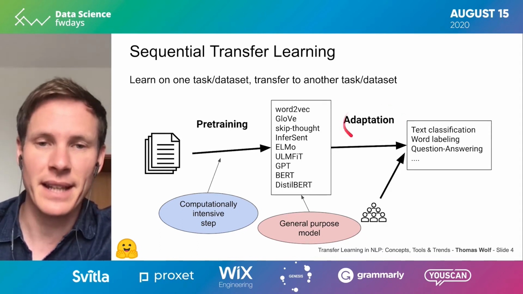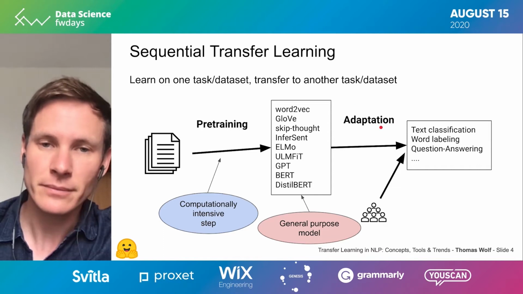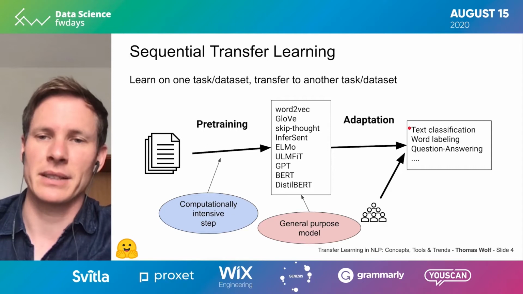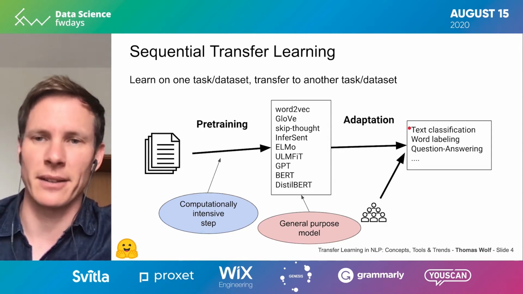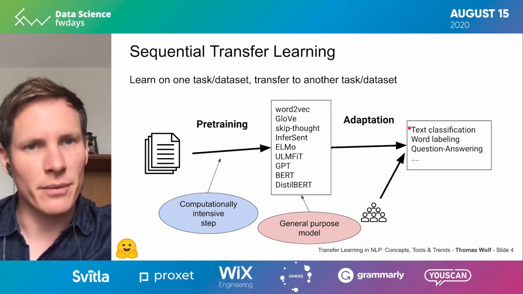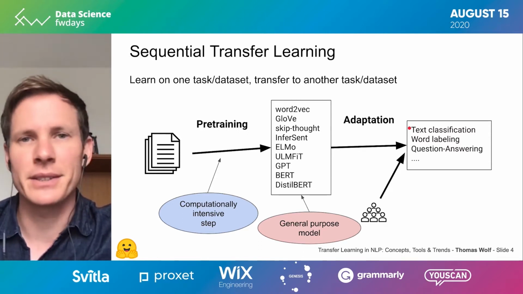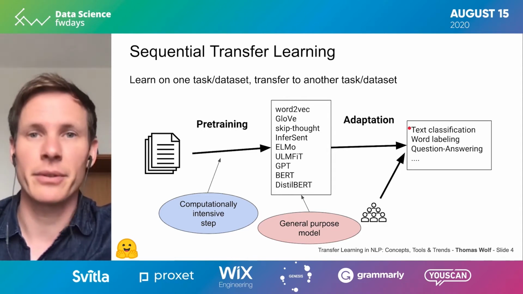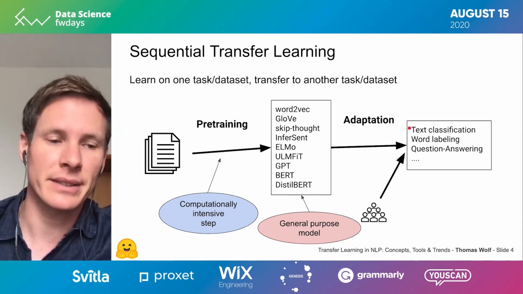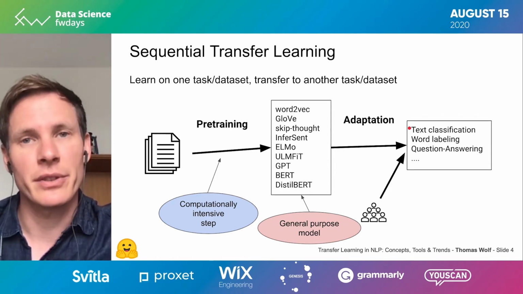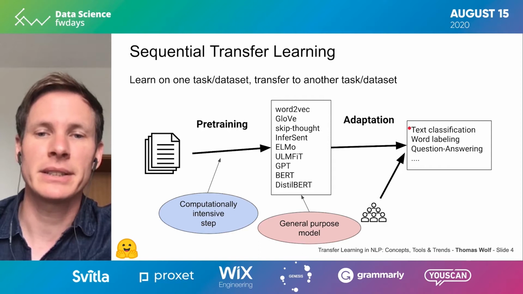Then there is a second step called adaptation. During adaptation, we now focus on the task we want to tackle. This task can be text classification. For instance, you have a list of tweets and you want to classify if these tweets are positive or negative. It can be word labeling. For instance, you have a newspaper and you want to label the organizations that are mentioned in this newspaper.